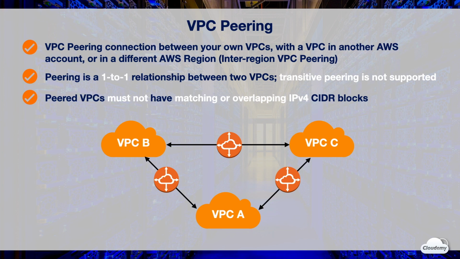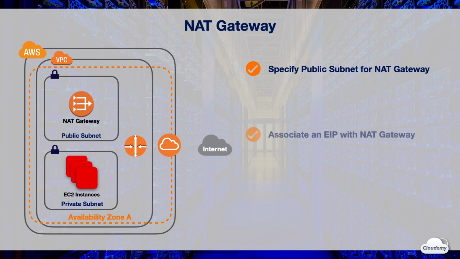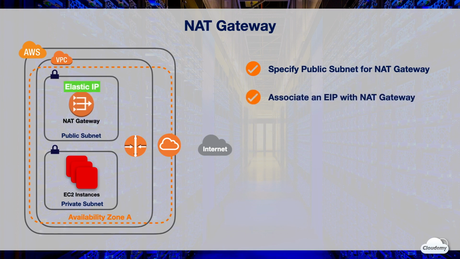You can use a NAT gateway to enable instances in a private subnet to connect to the internet or other AWS services, but prevent the internet from initiating a connection with those instances. To create a NAT gateway, you must specify the public subnet in which the NAT gateway should reside. You must also specify an elastic IP address to associate with the NAT gateway when you create it. The elastic IP address cannot be changed after you associate it with the NAT gateway.